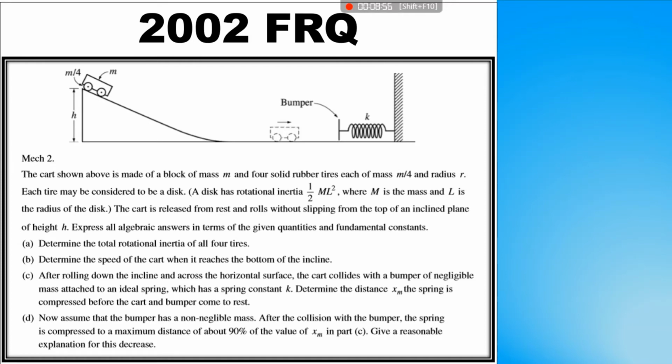We're rolling down the incline, and the cart collides with a bumper of negligible mass attached to an ideal spring, which has a spring constant k. I want to determine the displacement of the spring, that it's compressed before the cart and the bumper come to rest.